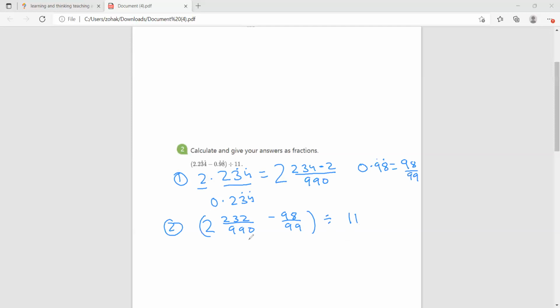But if you subtract 232/990 minus 98/99, you should just get the answer of 111/45. And then you want to divide that by 11, okay, and you would get the answer of 56/495. So really make sure, guys, that you know all of the rules for converting these recurring decimals into fractions, and then you just have to deduce the fractions afterwards.